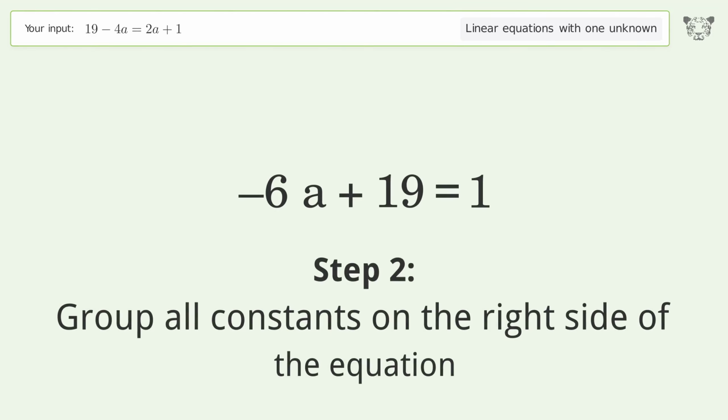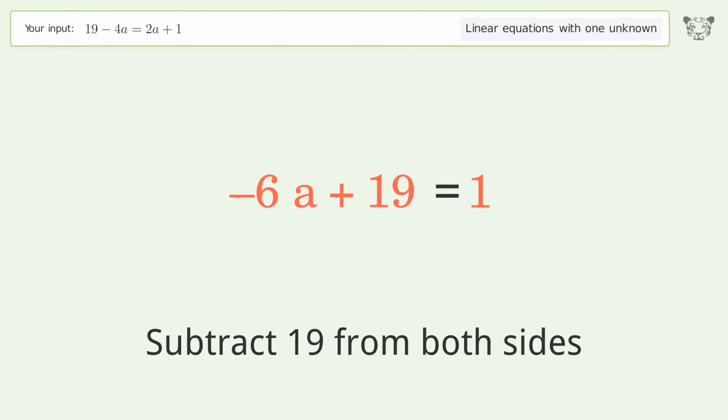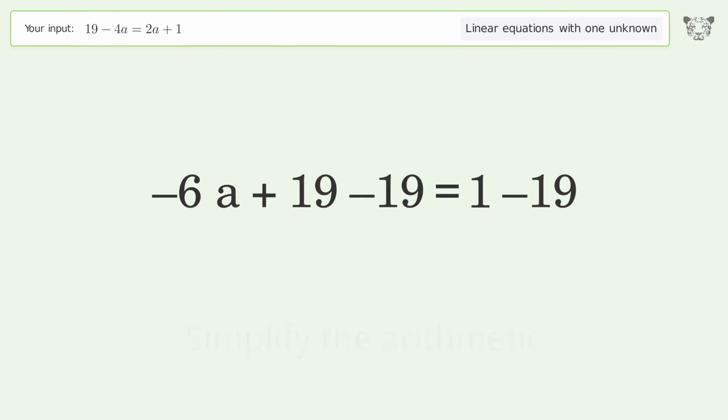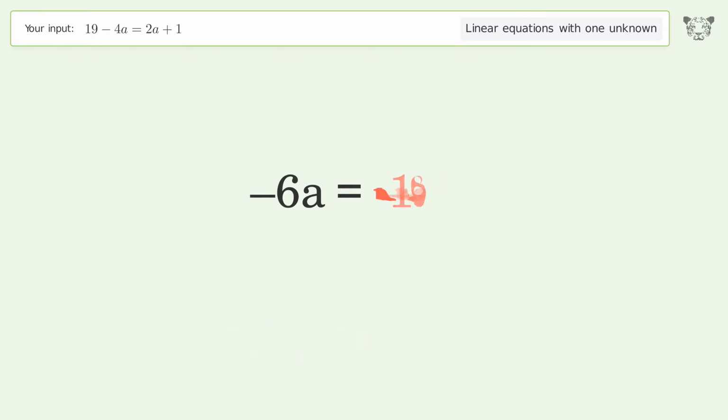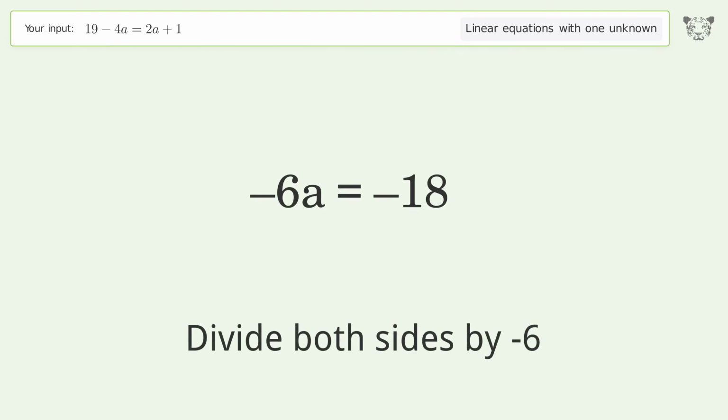Group all constants on the right side of the equation. Subtract 19 from both sides. Simplify the arithmetic. Isolate the a. Divide both sides by -6.